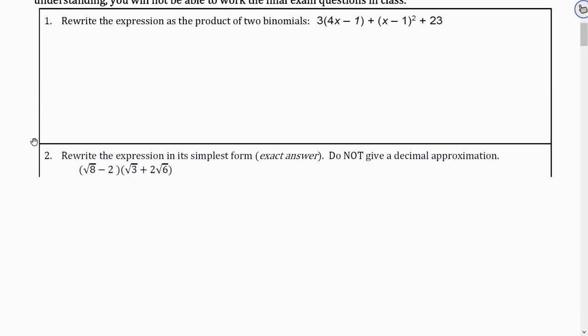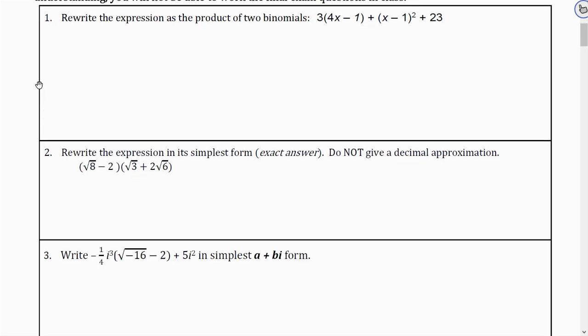So let's just do this. Number 1. Rewrite the expressions as the product of two binomials. Okay, so the product of two binomials means I'm going to have to factor at the end, right? So binomial means two terms. So I'm going to factor at the end.